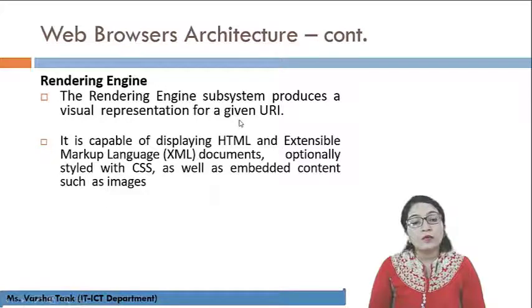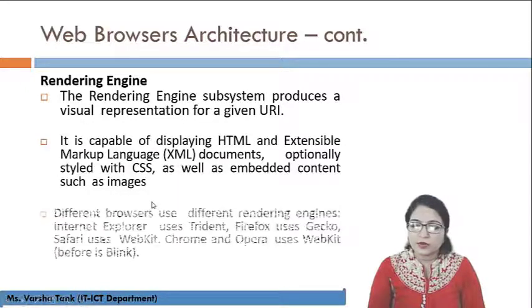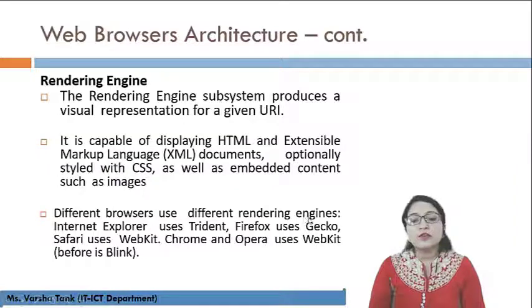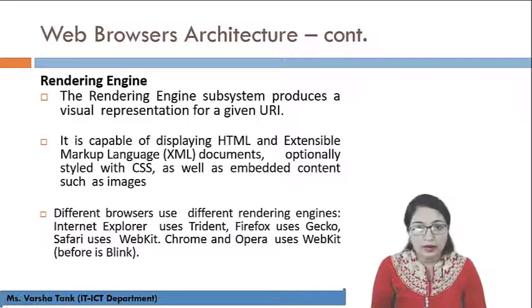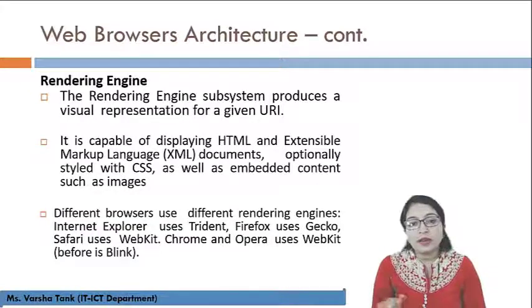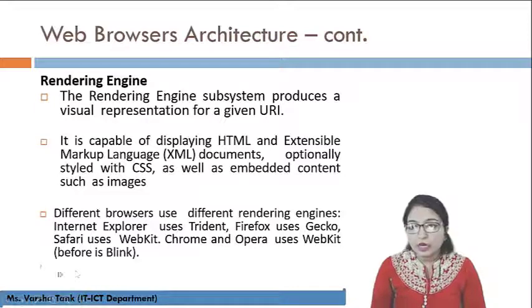In our syllabus we will see HTML and CSS in detail, as well as embedded content such as images, videos, etc. Different browsers use different rendering engines. It is not necessary that each and every browser uses the same rendering engine. Each rendering engine has its own performance. Internet Explorer uses Trident, Firefox uses Gecko, Safari uses WebKit, Chrome and Opera use WebKit, before it was also known as Blink. So different browser engines are supported in different browsers.